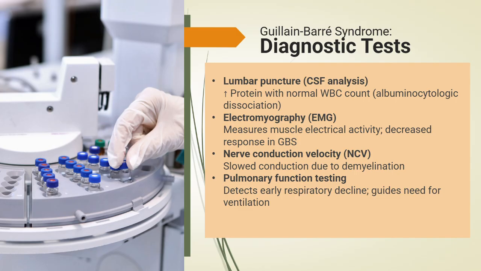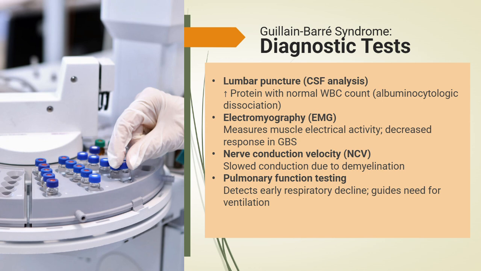This test uses small electrical impulses to measure how fast signals travel along the nerves. In Guillain-Barré syndrome, nerve conduction is typically slowed, which supports the diagnosis of a demyelinating disorder. Finally, we look at pulmonary function testing. This is extremely important because respiratory failure is one of the most serious complications of Guillain-Barré syndrome.